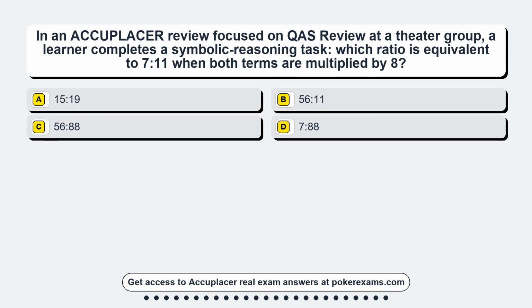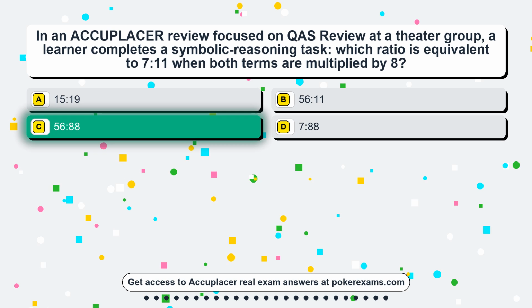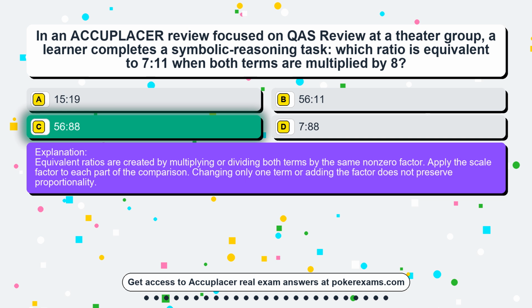Question 20. In an ACCUPLACER review focused on QAS review at a theater group, a learner completes a symbolic-reasoning task. Which ratio is equivalent to 7:11 when both terms are multiplied by 8? Option A, 15:19. Option B, 56:11. Option C, 56:88. Option D, 7:88. The correct answer is option C, 56:88. Equivalent ratios are created by multiplying or dividing both terms by the same non-zero factor. Apply the scale factor to each part of the comparison. Changing only one term or adding the factor does not preserve proportionality.